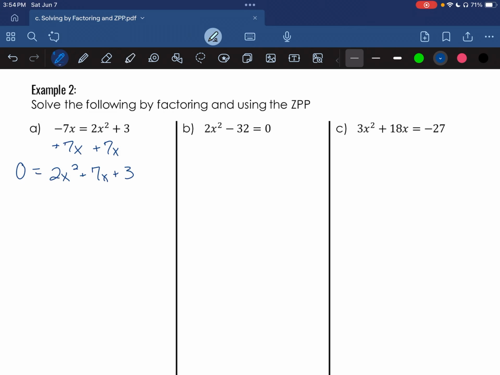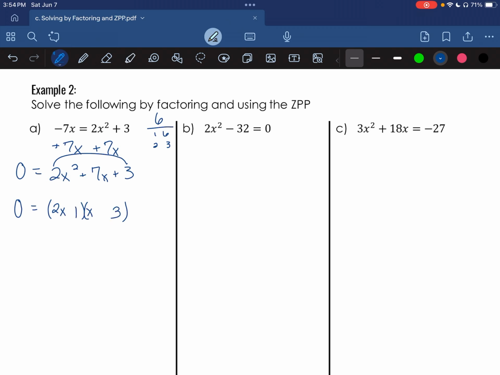All right, so here we're thinking about factors of, right, 2 times 3 or 6 that you're going to add to 7. Or if you don't want to think about factoring it that longer way, 2 and 3 are both prime. So we know that the only way that we can get those is by multiplying them by 1. So for example, the only way to get 2x squared is to do 2x times x. And then the only way to get 3 is going to be 3 times 1.